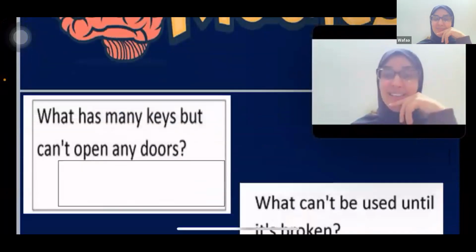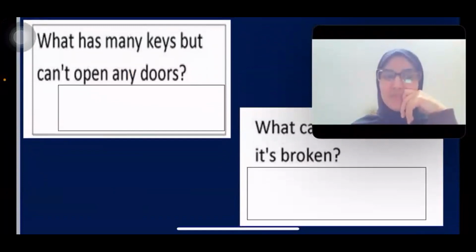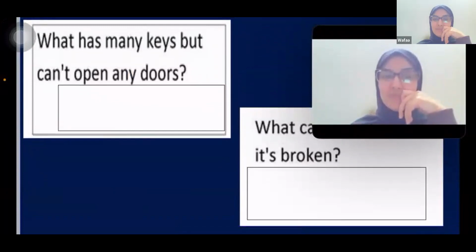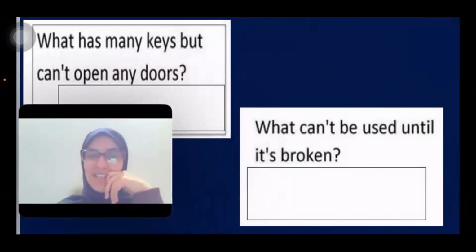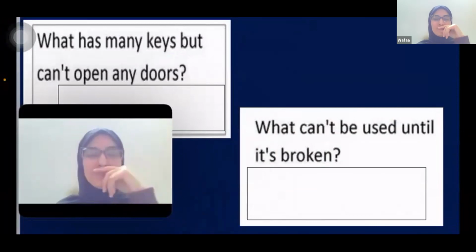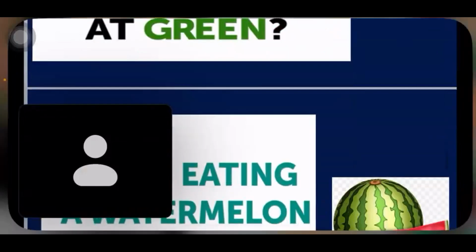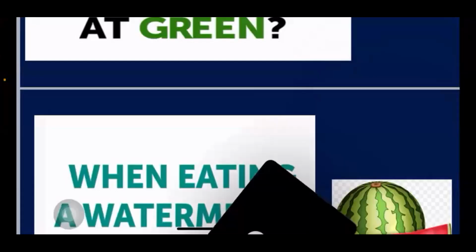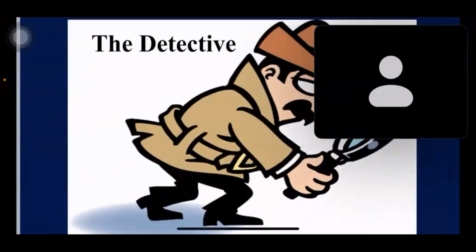You can use riddles. Like, what has many keys but can't open any doors? The piano. Bravo, piano. What can be used until it's broken? An egg. Egg, bravo. And so on. You can have a lot of riddles. Very nice.